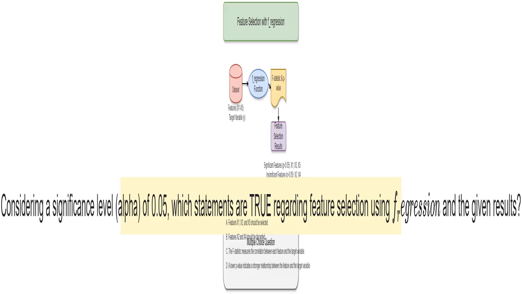I'm setting my significance level, alpha, to 0.05. This means I'll only consider features with a p-value below 0.05 as statistically significant. This is a common practice in hypothesis testing.